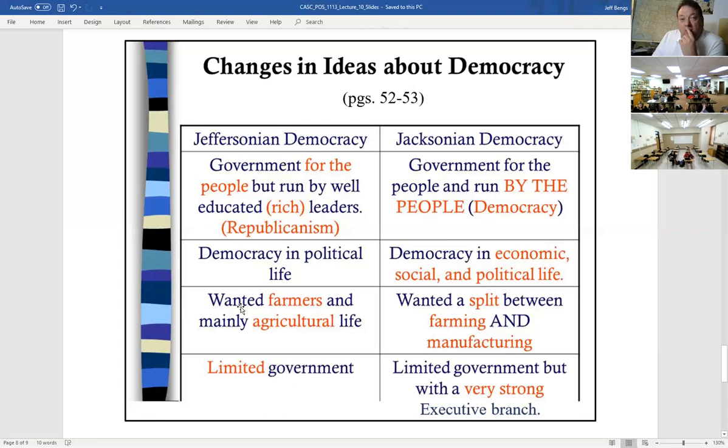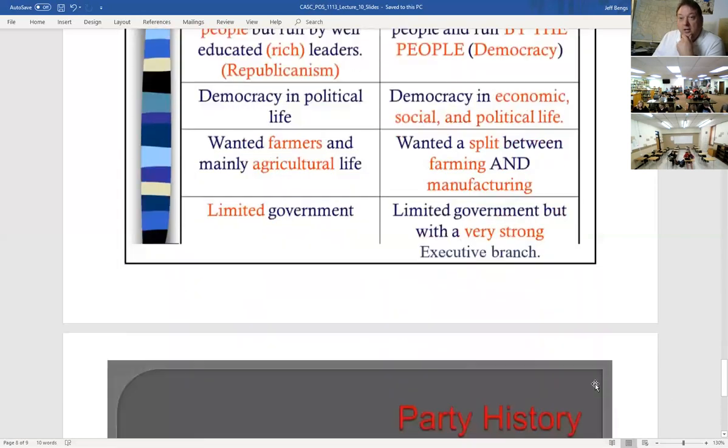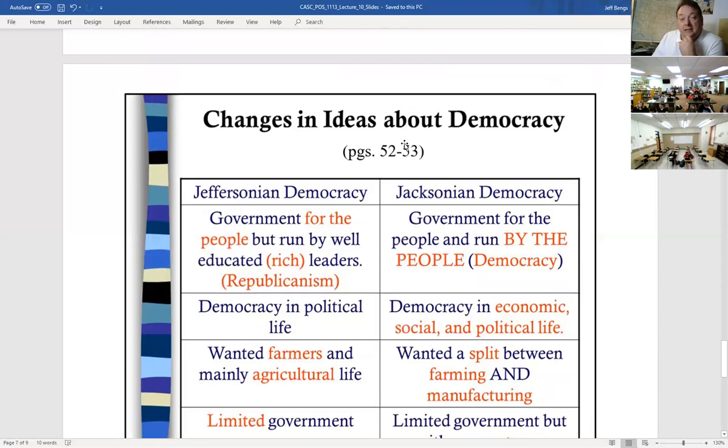Again, Jefferson focused on wanting farmers and mainly agricultural life. Didn't want a lot of big cities. Jacksonian democracy, a split between farming and manufacturing. Jeffersonian democracy, limited government. Jacksonian democracy, also limited government, but with a very strong executive branch. So read that section this week.